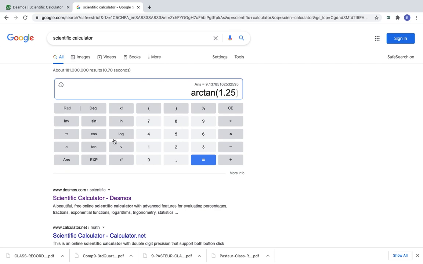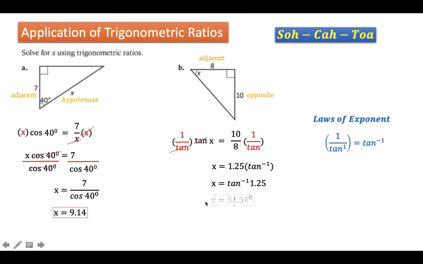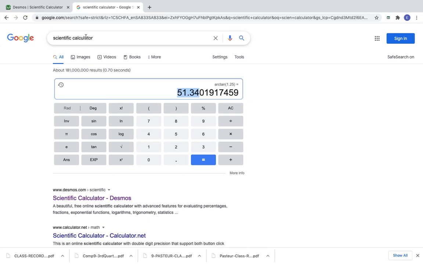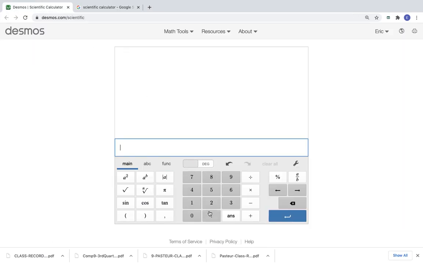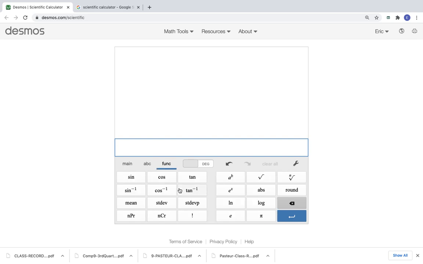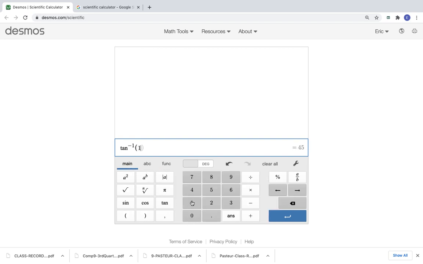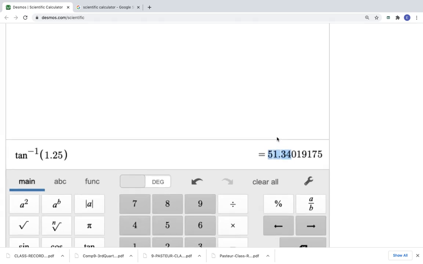Okay, tangent raised to negative 1 is also known as arctan. Then click equals, and this is the answer, 51.34 degrees. That will be our answer. Or using Desmos calculator, so in here, you need to click the function to show the other hidden function. So click tangent negative 1, go back to main to type in the number 1.25, and this is our answer, 51.34 degrees.